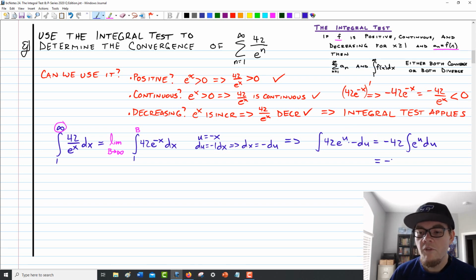There it is. Hopefully you did. I won't press it again. That becomes negative 42e to the u plus c, but we won't need that because this is a definite integral. And then I'll just make my back substitution and point out this is negative 42e to the negative x.